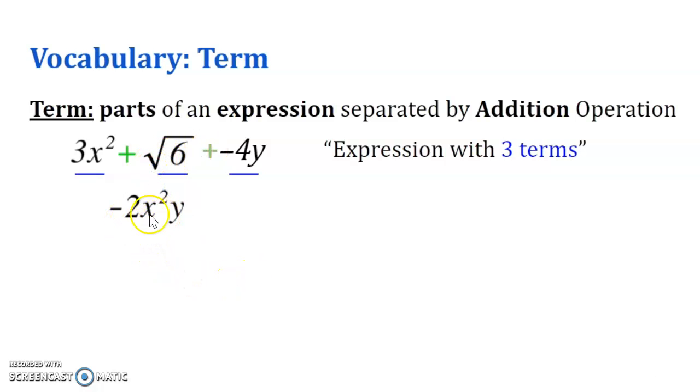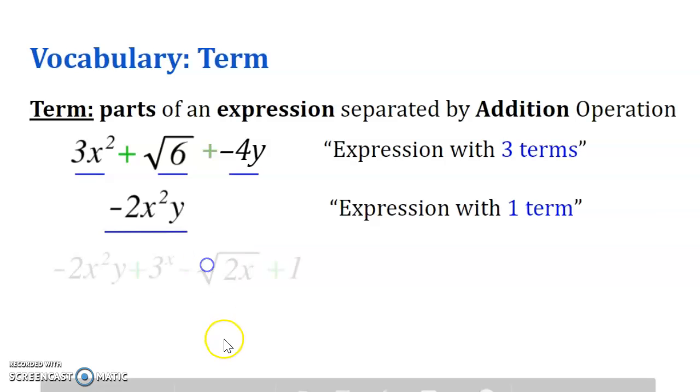What about this? Okay, do you see any addition operation here? What is between negative 2 and x squared? This is multiplication. What about x squared and y? There's a multiplication. So there are no addition operation here. Okay, so that means this is an expression with only one term.